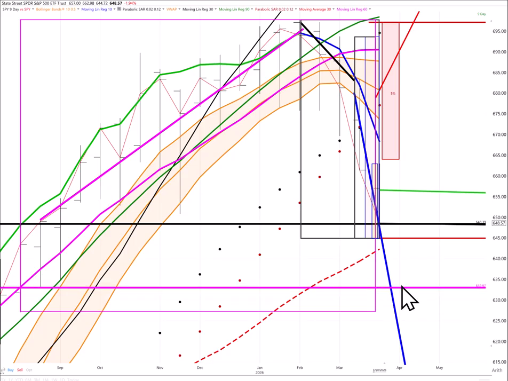A couple weeks ago, you heard me talking about the potential of a move to 635. We were up around 665, and we're now down to 648. Yikes.